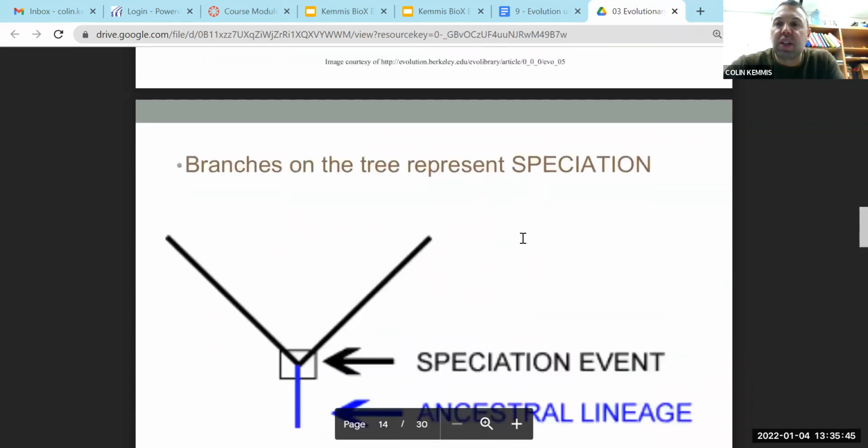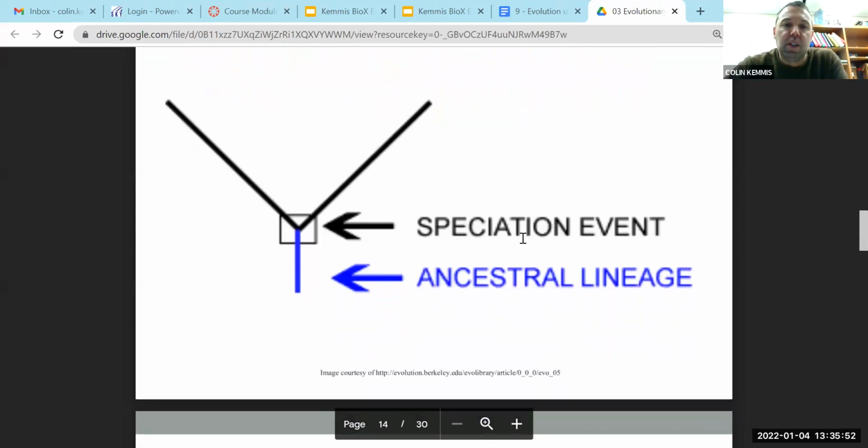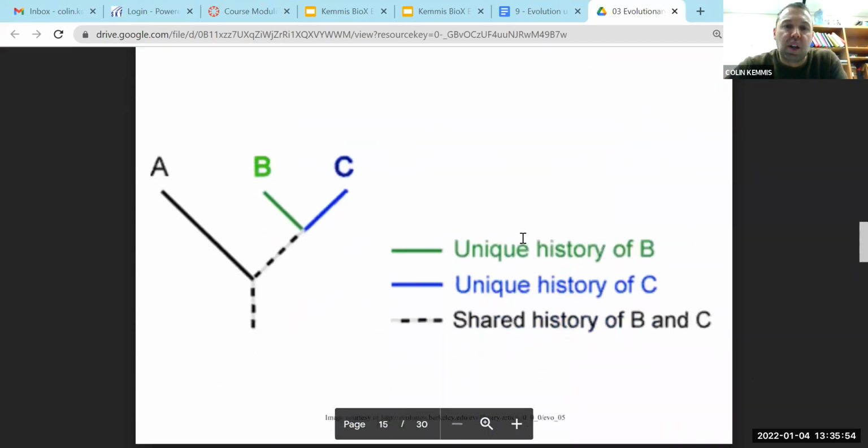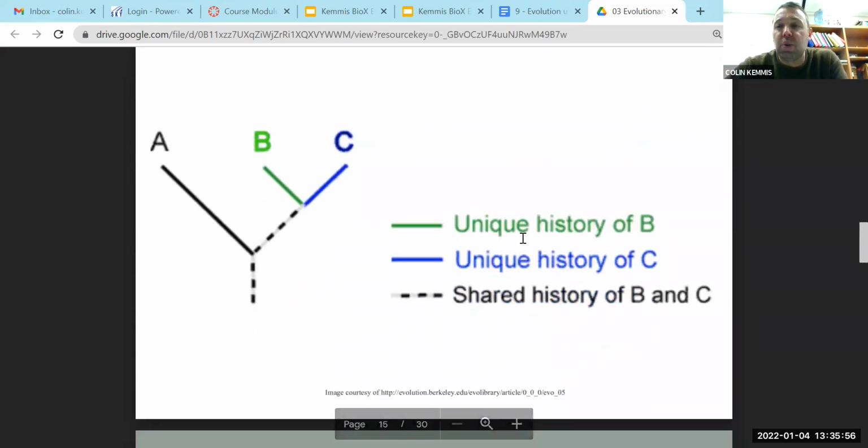Branches on the tree usually represent a speciation event, or they could represent larger groups. And then after that node, after where the line splits, they're going to have a unique evolutionary history.